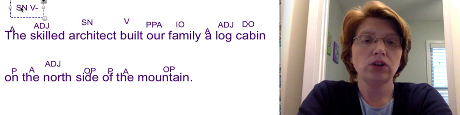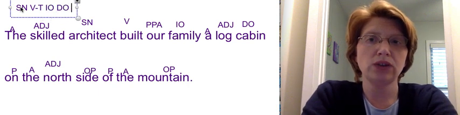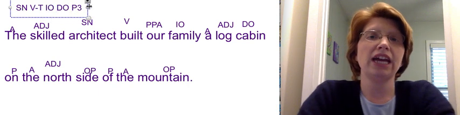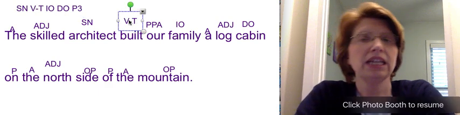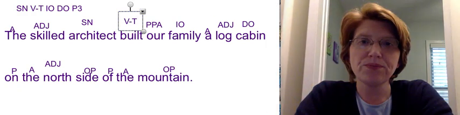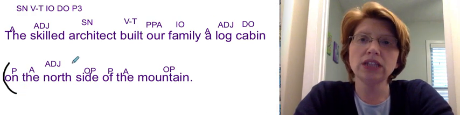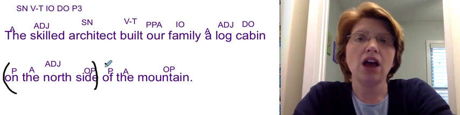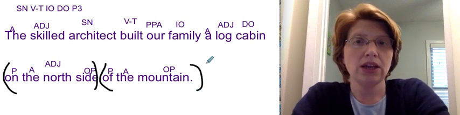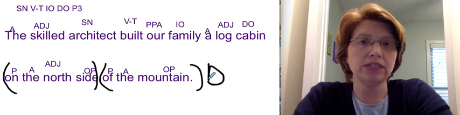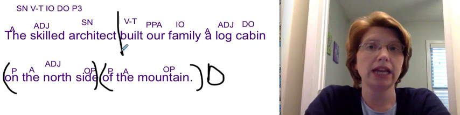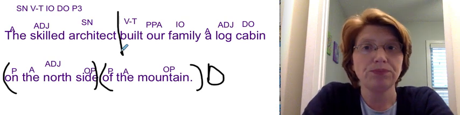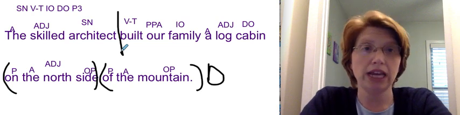Subject noun, verb transitive, indirect object, direct object, pattern 3, check. Did you catch what I did? I didn't change this to verb transitive. Verb transitive, check again. On the north side, prepositional phrase. Of the mountain, prepositional phrase. Period, statement, declarative sentence. Go back to the verb, separate the complete subject from the complete predicate. Is there an adverb exception? No. Is the sentence in natural or inverted order? Natural, no change.